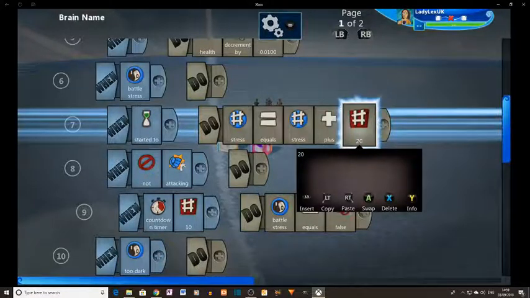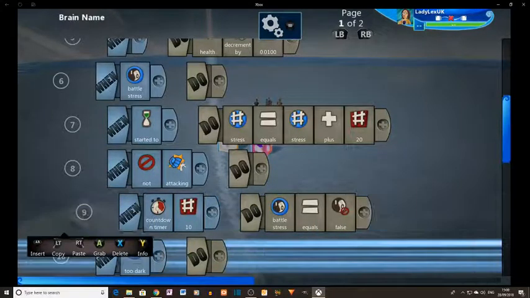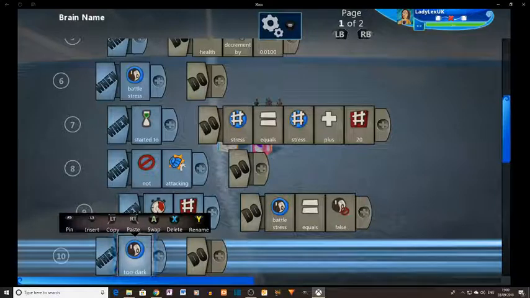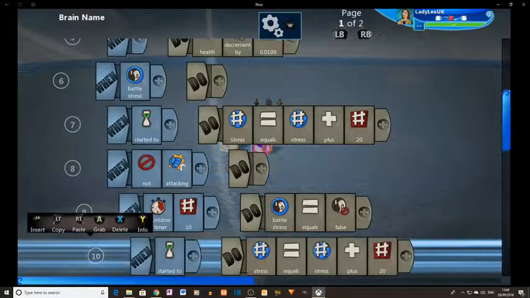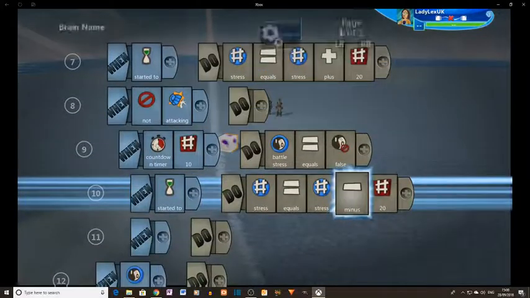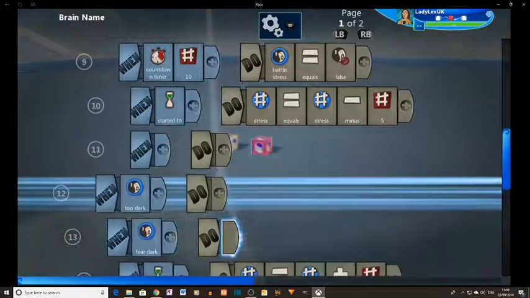Now, I haven't added any stress minuses to this brain. This is all adding stress to the player. Obviously, you can do it in reverse. So after it says countdown timer 10, battle stress equals false, you could then reduce the stress down. You could add something in here like, when stopped, stress minus 5. Okay, so he has stress of 20 when he's fighting, and then as soon as he stops, it goes back down by 5 because he's stopped. So you could do that.